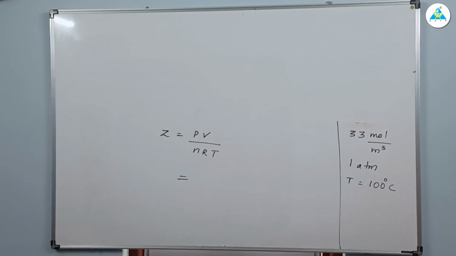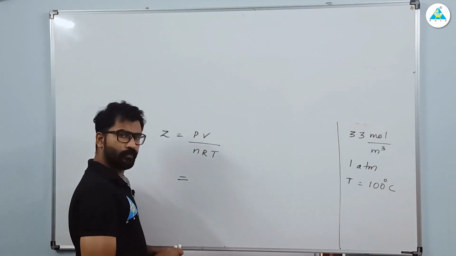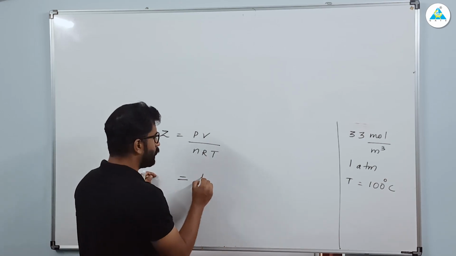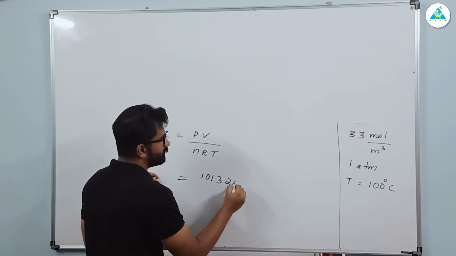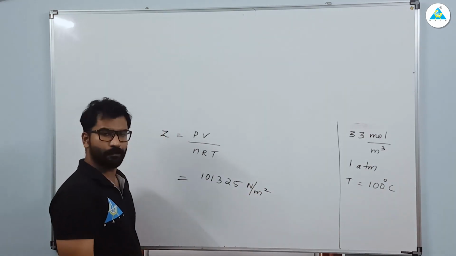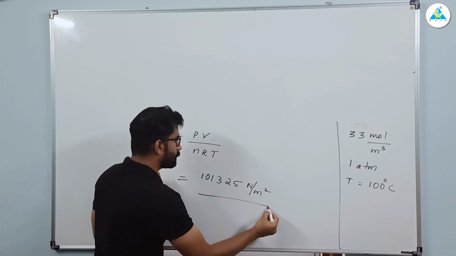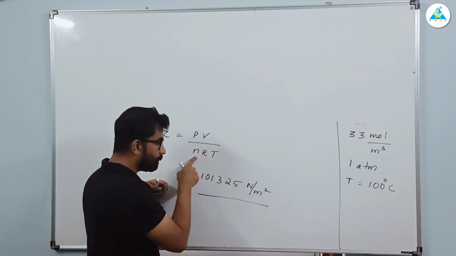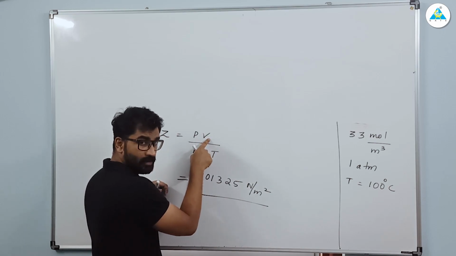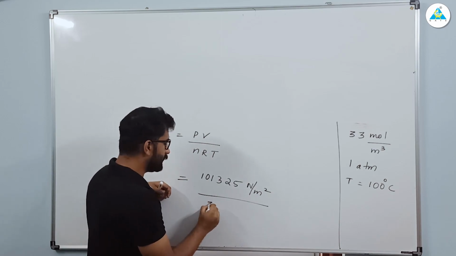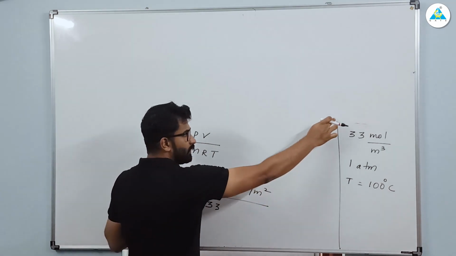Clear? I hope you remember this. So what is the pressure? Normal boiling point is given as 1 atm, but you have to substitute in the SI unit. What is that? 101,325 is the value in Newton per meter square. Clear? Now, number of moles divided by V is given as what? 33 mole per meter cube, right? So it is 33 here. N by V is this value.